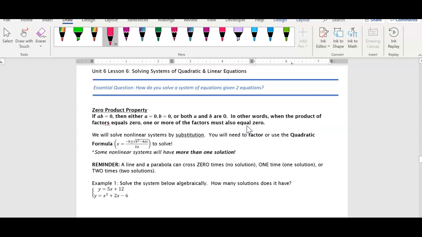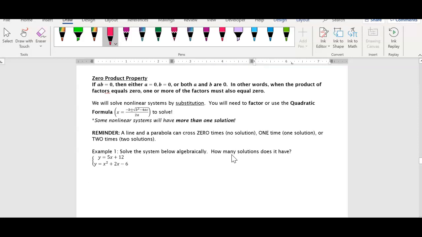Lesson 6 is going to be solving systems of quadratic and linear equations. In the last lesson, we learned about how if we had pictures, we could see where the graph would cross through, the line would cross through the U shape. Now we're going to look at it in terms of if I give you the equations, how can we figure out the same answers? So this will be done algebraically.